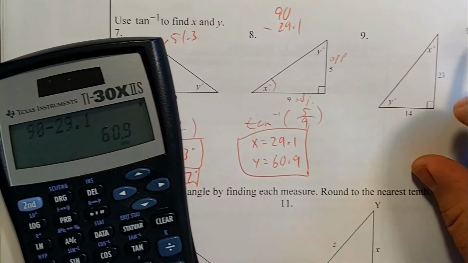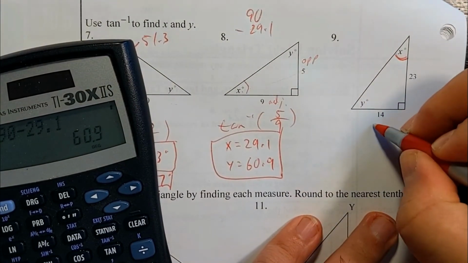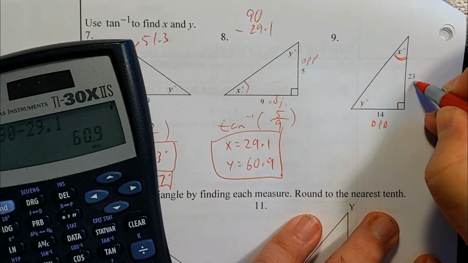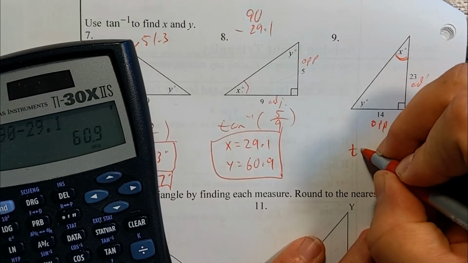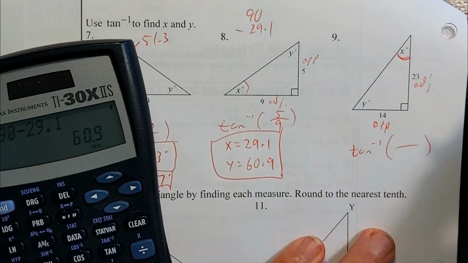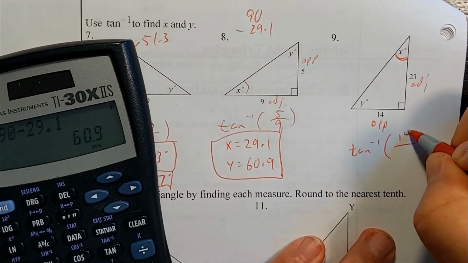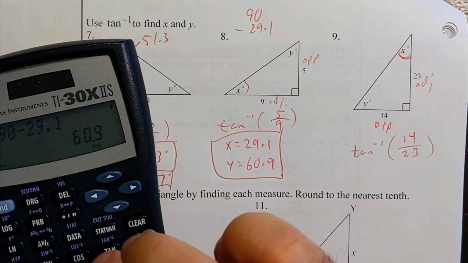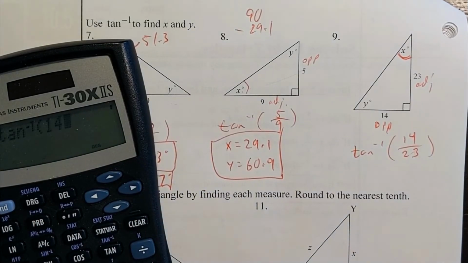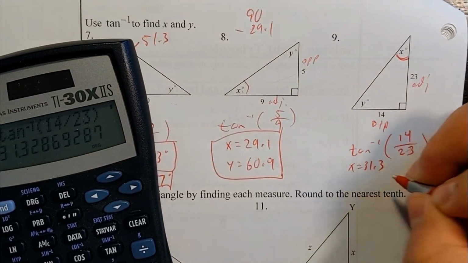Number 9, same process. So looking from here, 14 is my opposite, 23 is my adjacent. So I'm going to go inverse tangent. My opposite goes on top, so from x, 14 would be my opposite that goes on top. Adjacent goes down to the bottom, and then I go second tangent. 14 divided by 23. Calculator says 31.3, so x is 31.3.